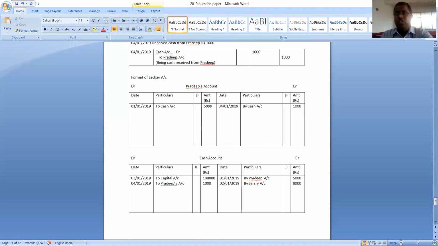So this is how we need to post the transactions from the book of journal to the book of ledger. This particular process is called what? It is called posting.